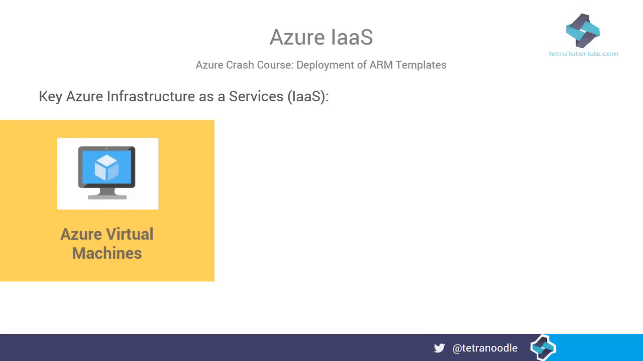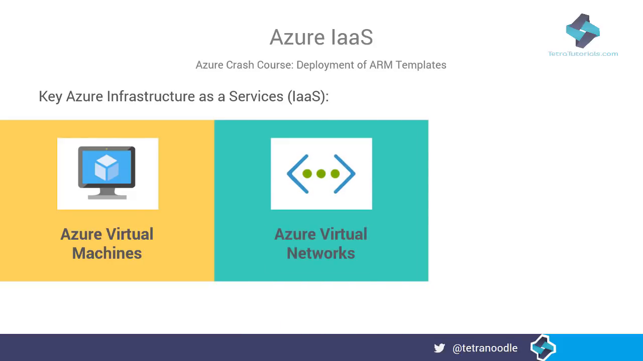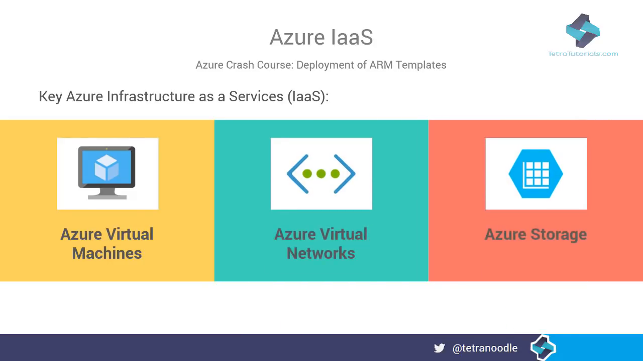How does this tie in with Azure ARM templates, you may ask? Well, Azure virtual machines and virtual networks are all part of Azure's IaaS offering. So once you create an ARM template, you can choose to automate its IaaS deployment. Azure's Infrastructure as a Service, or IaaS, includes Azure Virtual Machines, Azure Virtual Networks, and Azure Storage.